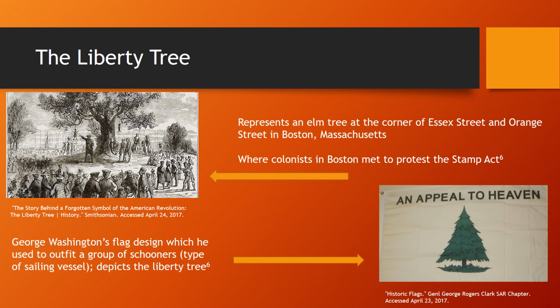Okay, this right here is one of the early American symbols, one of the more forgotten symbols from the American Revolution. Most people today don't really understand what the Liberty Tree is. Supposedly, the symbol represents an elm tree on the corner of Essex Street and Orange Street in Boston, Massachusetts, where colonists used to meet to protest the Stamp Act.